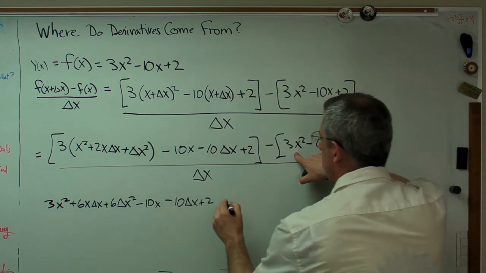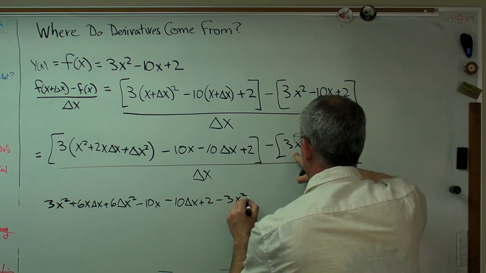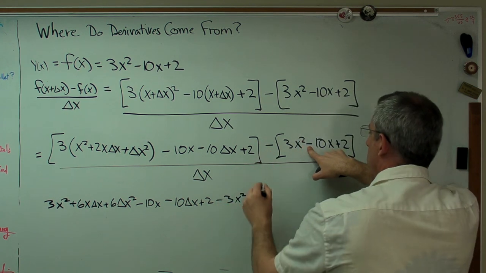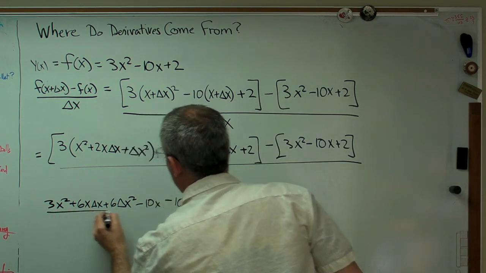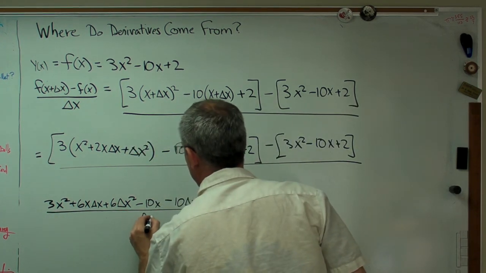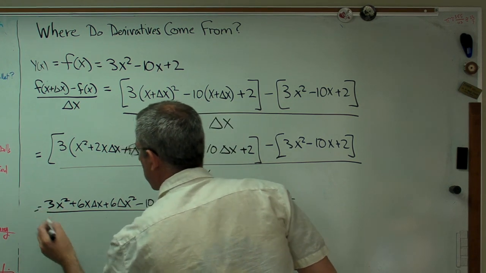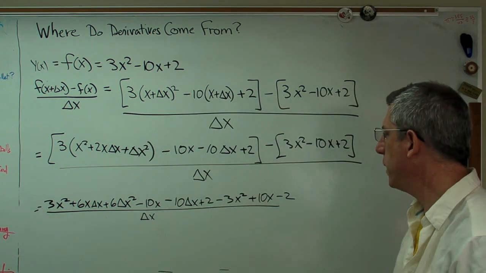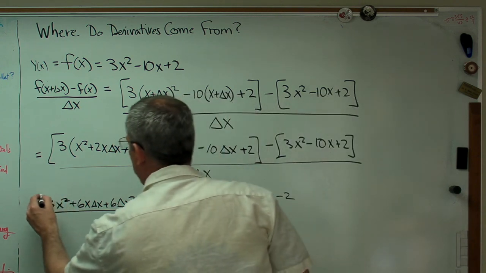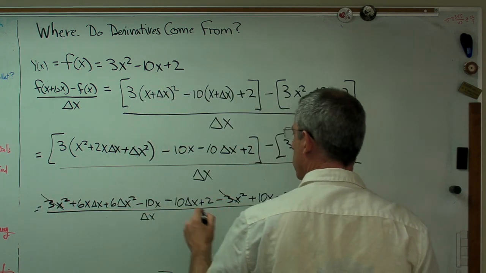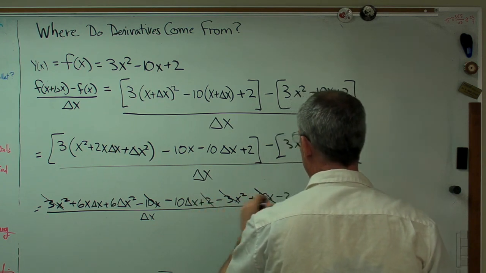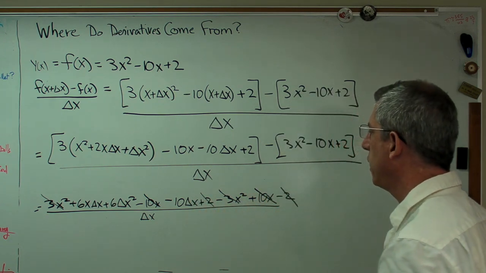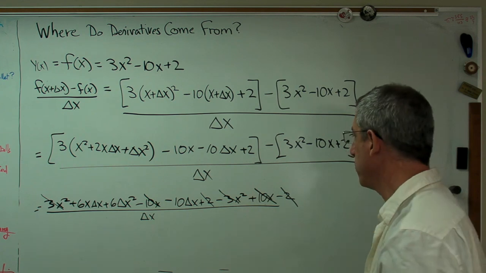Okay, now I'm going to subtract all this stuff out. 3x squared plus, minus, a minus equals a plus, 10x minus 2. Whoa, what a mess this is, huh? That's crazy. Well, maybe not. That and that are going to cancel out. That and that are going to cancel out. That and that are going to cancel out. Well, this is looking a whole lot more reasonable here.